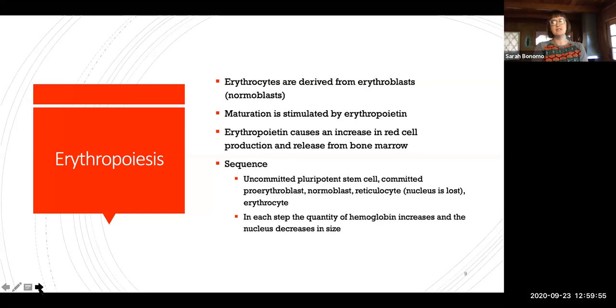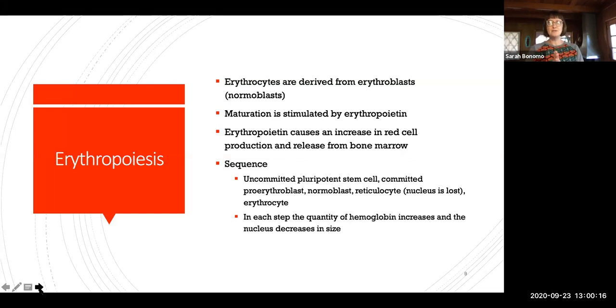Pulmonary diseases, so diseases of the lungs, can affect this, as well as kidney failure, because the kidneys are where we make something called erythropoietin, which is that colony stimulating factor that tells our body to make specifically red blood cells.